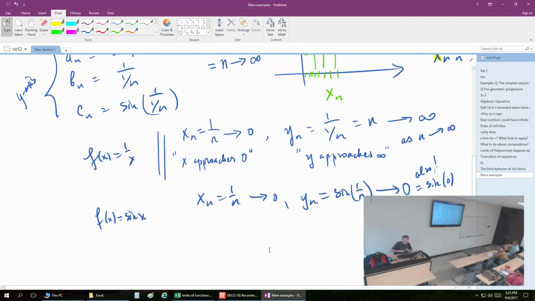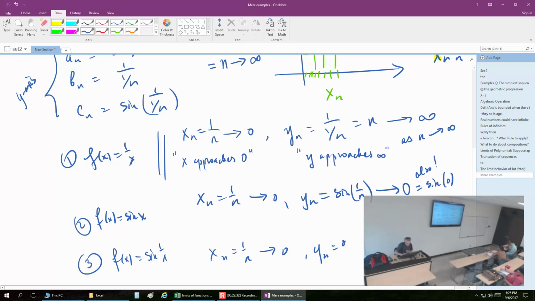So let me explain that. So 3 is f of x is equal to sine 1 over x. This will be the same, but you can guess the nature of the behavior. 1 over 1 over n, which is simply sine n. Do you remember what the limit is? Sine n goes to infinity.